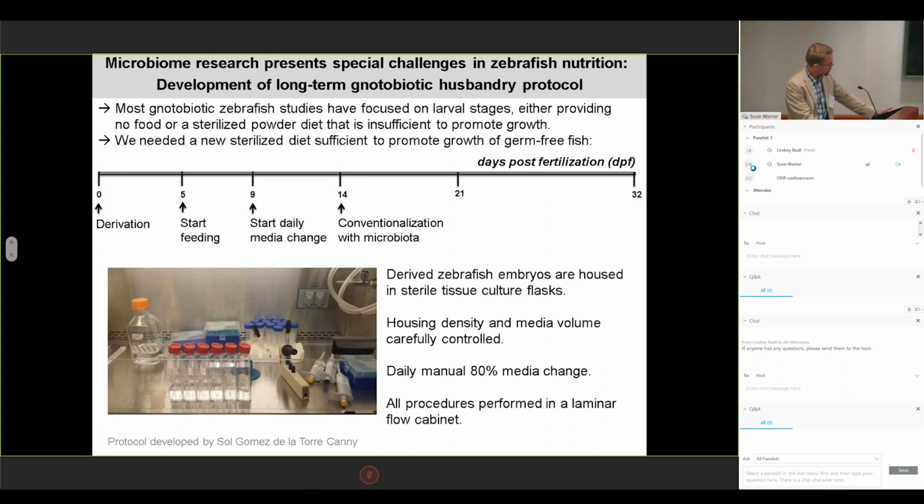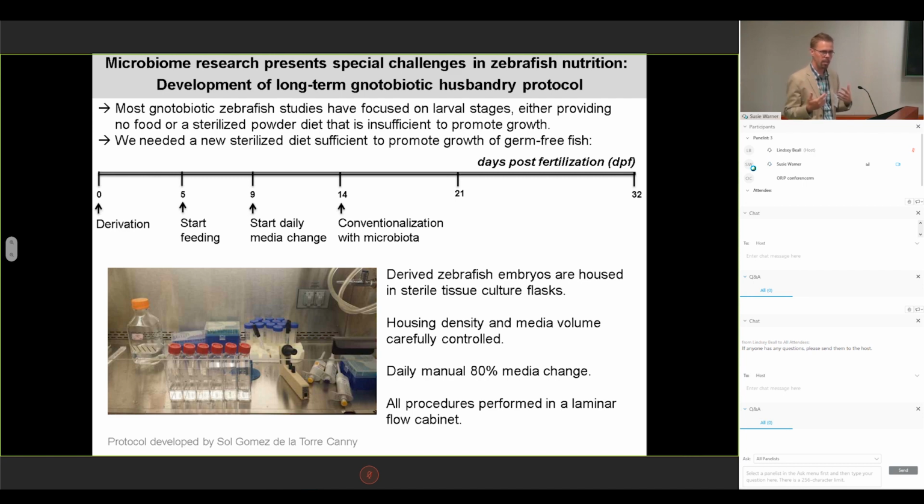So we've developed one potential solution, and it's certainly not a permanent solution, but this is just a scheme that we've developed here. I probably won't even spend the time to talk all the way through it, but we start feeding at 5 days. We don't colonize until 14 days. I can tell you why if you want to hear more about it. But this is a very laborious process.